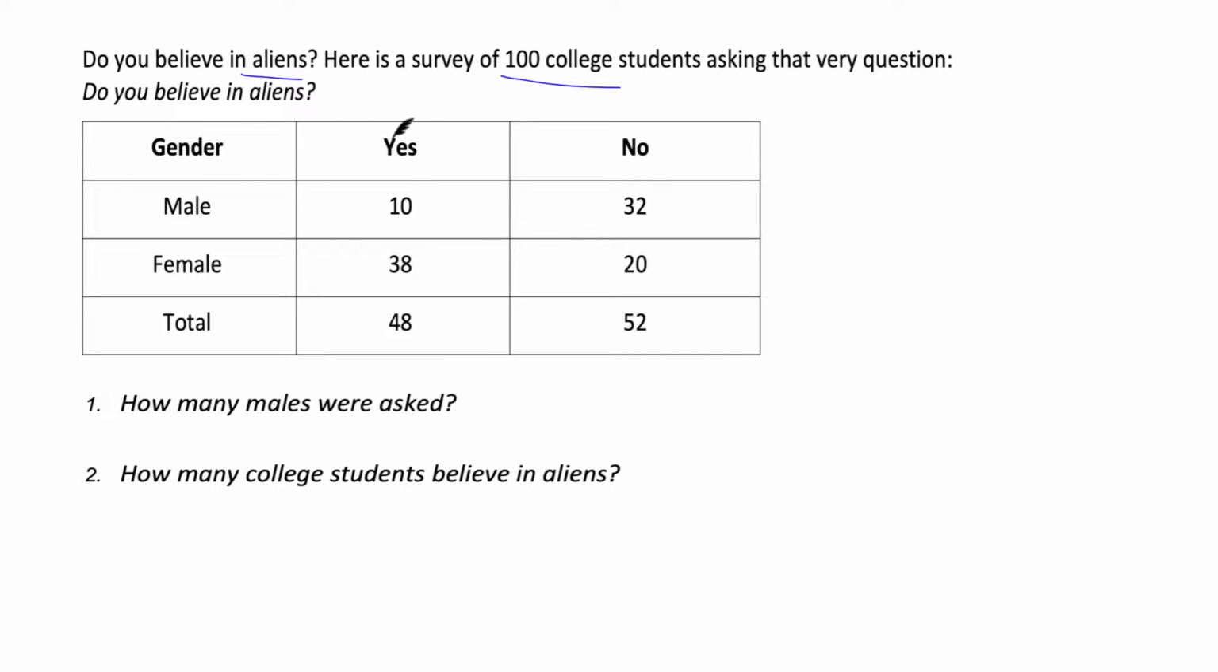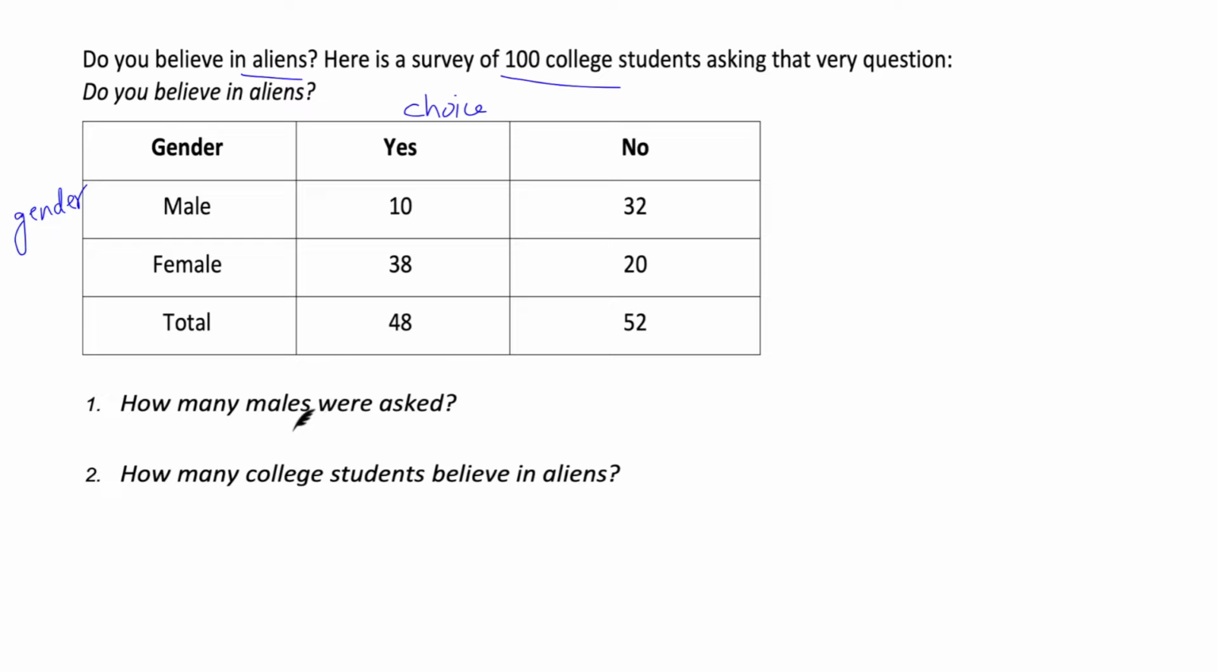So you see, the columns indicate one category and the rows indicate one category. The first thing is to identify these two things. So in this table, the columns indicate their choice, yes and no, and the rows indicate the gender. That is why it's called a two-way table or a contingency table. And these are some of the questions that can be asked.